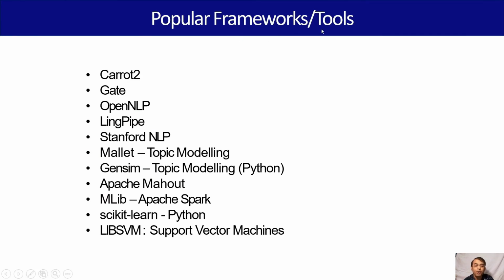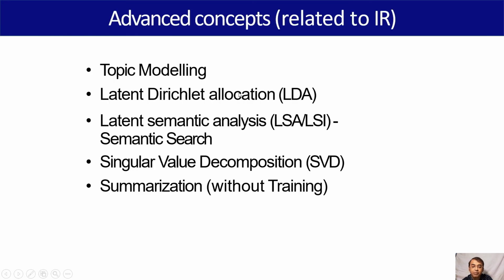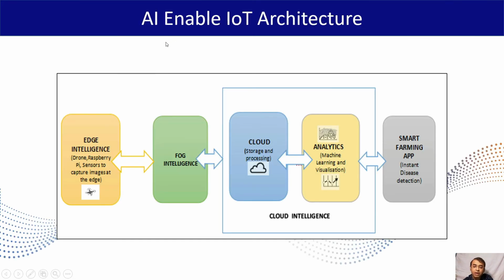Some popular frameworks or tools, guys, you can see: OpenNLP, then you have GATE, you have Carrot2. These are some popular frameworks. These are the sub advanced topics, guys, you can go through for your further study. Now I'll tell you what an AI-enabled IoT architecture is. Guys, you can see the different layers.